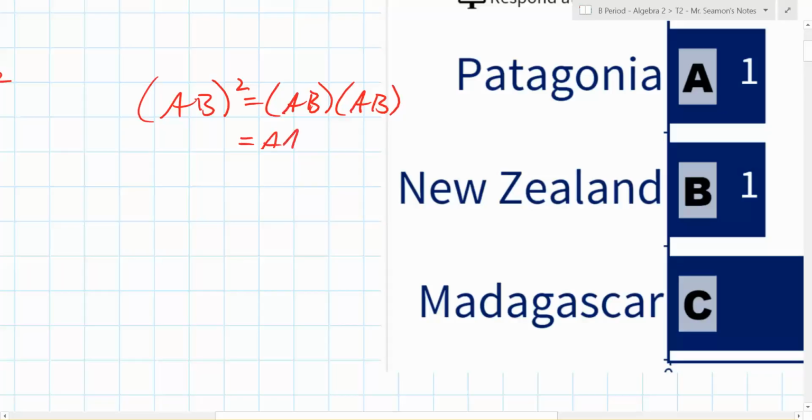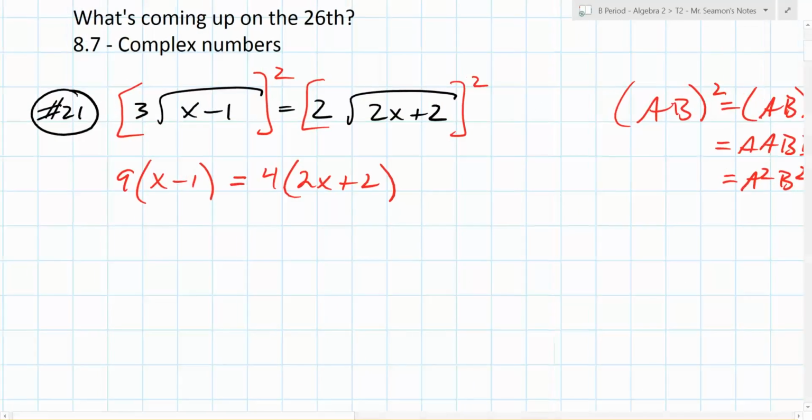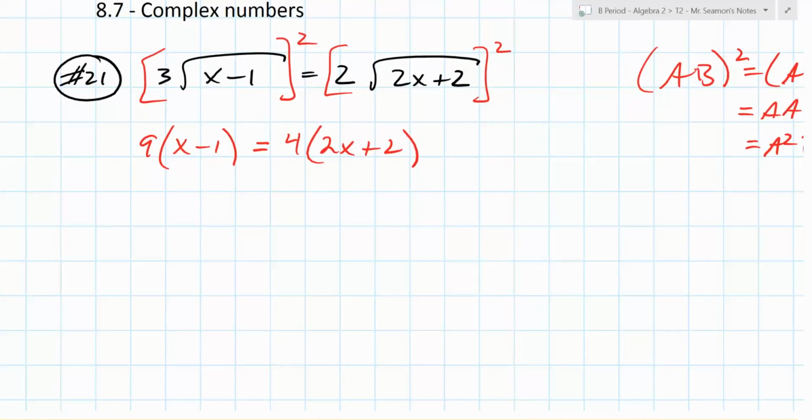So you just skipped a step. A, B, A, B. So what is that? A squared, B squared. It's the same thing over here. 3 squared, that squared. Yes, exactly. Okay.